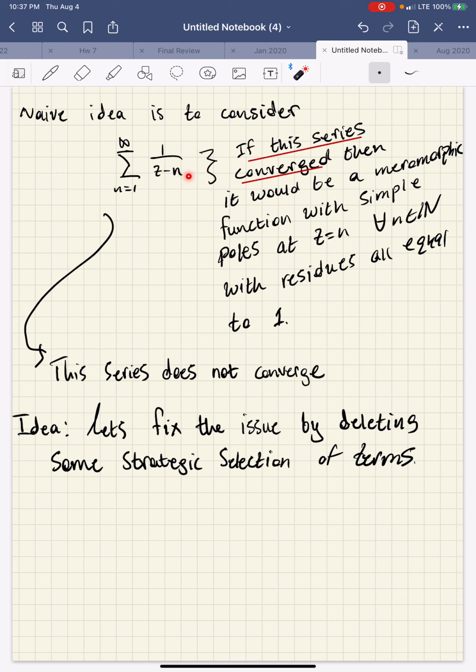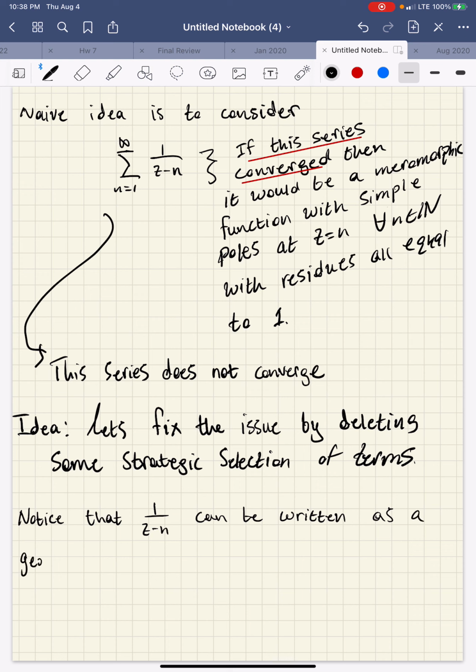And we need to get rid of them in such a way that we preserve the desired property, which is that this is a function with simple poles at z equals n for all natural numbers, and every single one of those poles has a residue equal to 1. Okay? So it's not super clear how one might do this, but the trick ends up being the following observation. So notice that this piece, 1 over z minus n, can be written as a geometric series. And this is kind of the key insight here. So let's do that on the next page.